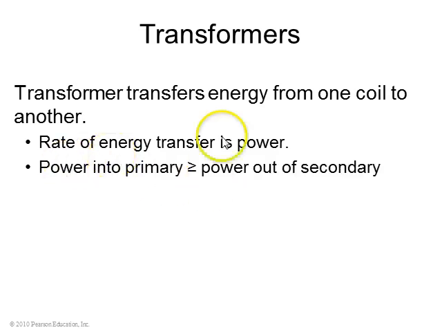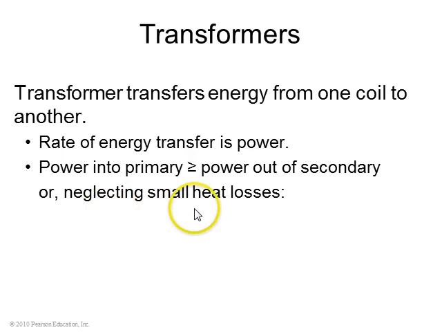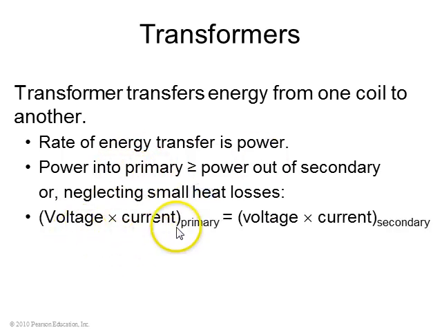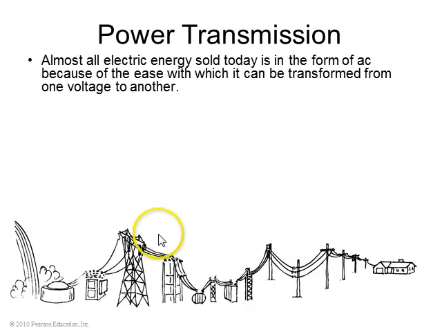So the rate of energy transfer is called power, and it turns out that the power into the primary equals or is slightly greater than the power output of the secondary. Or if you neglect the little heat losses that happen here, the voltage times the current in the primary equals the voltage times the current in the secondary. So if you step up the voltage, you're stepping down the current. And that's how power transmission works.